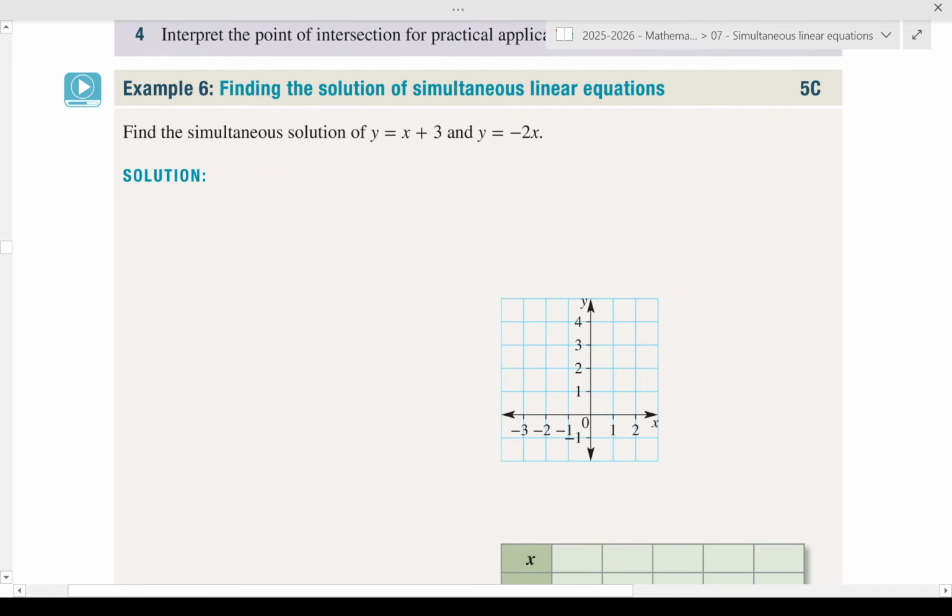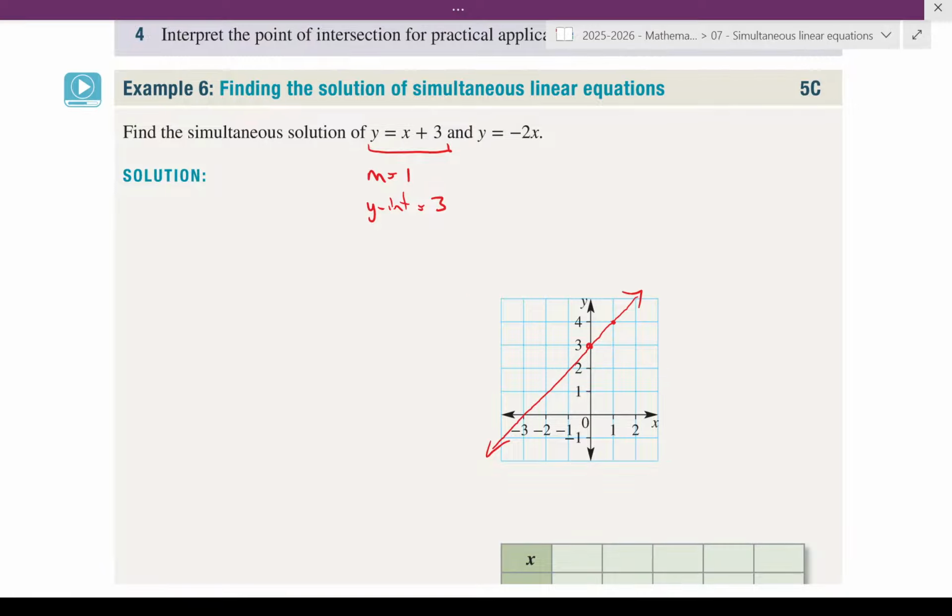I know that my gradient is 1 and my y-intercept is 3. Now, I'm doing that relatively quickly because we have done this and you should be fine with it. So my y-intercept is 3, so I'm going through there, and my gradient is 1, which means my rise is 1, and my run is 1, which means that's another point on it. So I can now draw that line with a ruler, and that's my line.